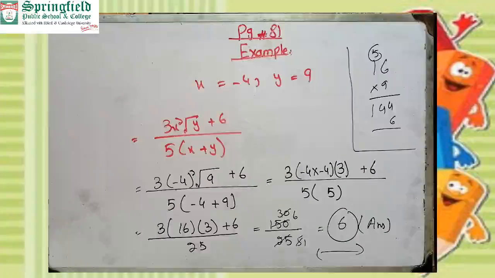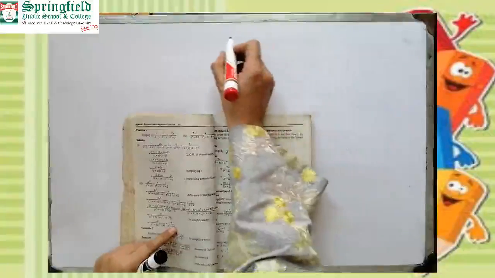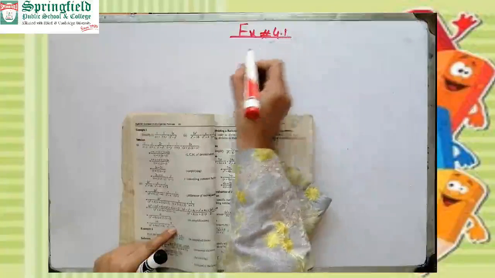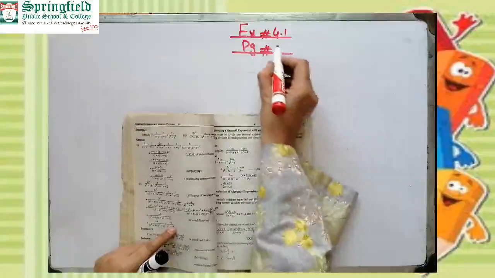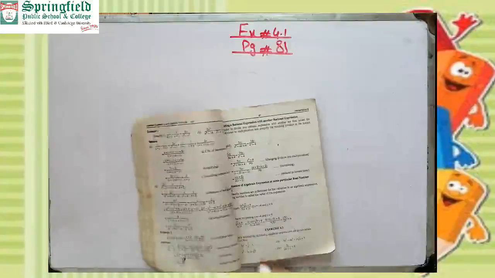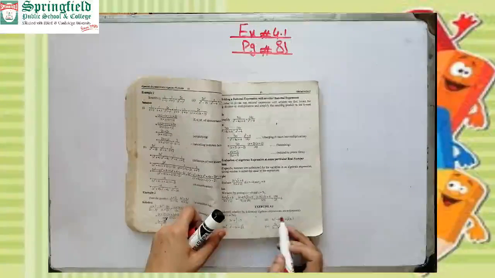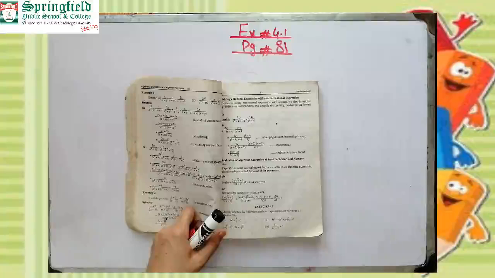Understood, beta? Okay. Now after the explanation and example, come to exercise 4.1, page number 81. Now question 1. In question 1 they are saying to identify whether the following algebraic expressions are polynomials, yes or no. Just write down yes or no in front of each expression. These are polynomial expressions or not.